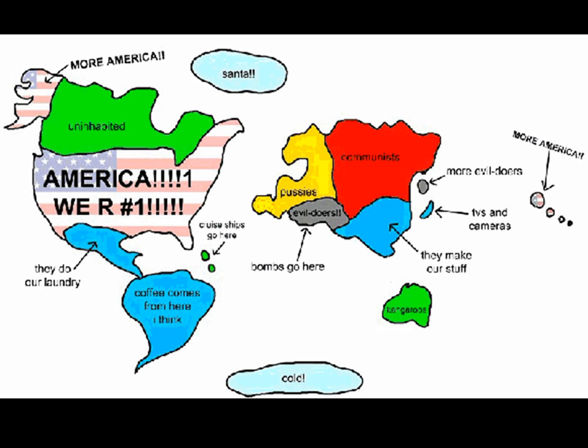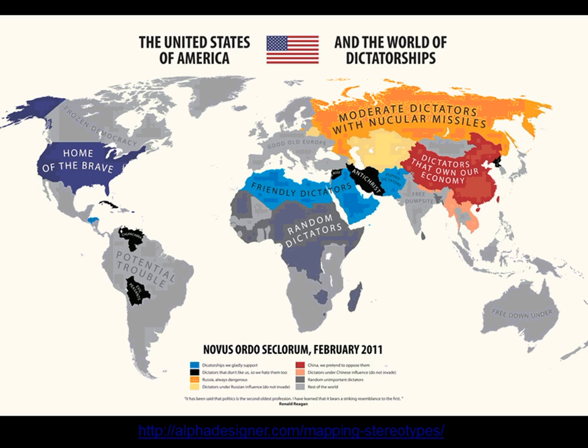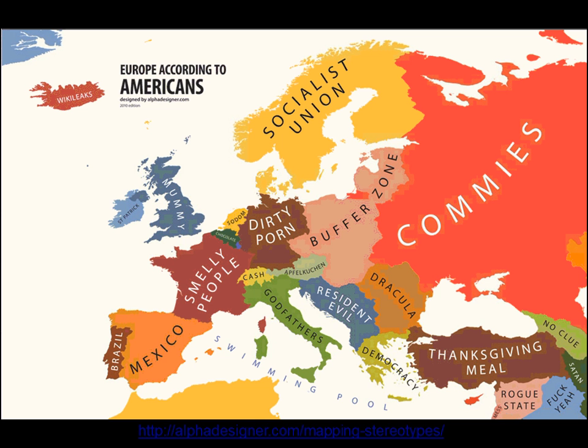I want to give you a couple more. This is the funniest one, but there are others like this that are kind of funny too. This is the world according to the United States, the world of dictatorships. There are friendly dictators here, potential trouble down here, a free dump site. Anti-dictators. Random dictators. First in democracy. Now, where is Europe? This is Europe according to the Americans. Smelly people.